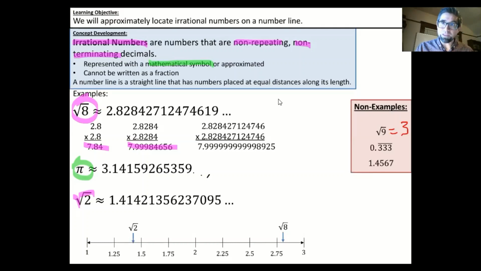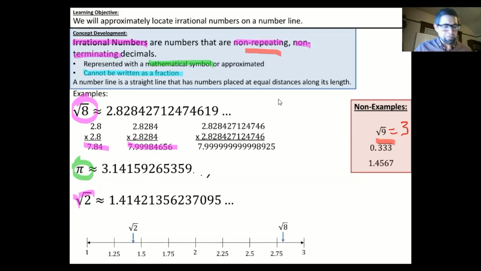Then if we look at the next non-example, 0.333 with that repeating bar above it, well, that repeating bar makes it a repeating decimal, unlike irrational numbers, which are non-repeating. There is no repetition. There are no patterns in the numbers. And then finally, the last non-example, I have 1.4567. Well, that's a decimal, but it terminates, it ends. So that is not an irrational number either. Irrational numbers are numbers that don't have any patterns and they go on forever. And one way that we like to say it is that they cannot be written as a fraction. They can't be written as a fraction because there's no end to the number. So it doesn't make any sense to think about how I would write it as a fraction if there's no end to it.